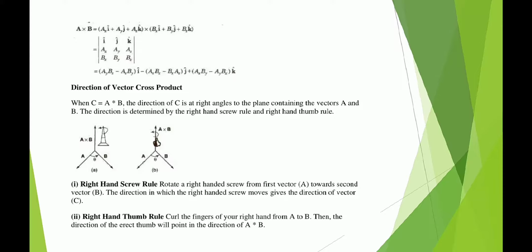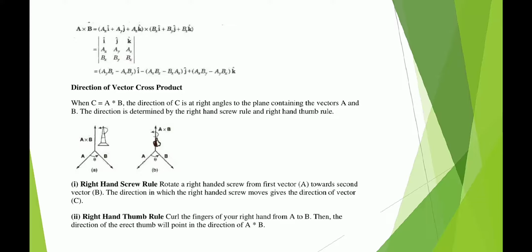When C is equal to A cross B, the direction of C is at right angles to the plane containing the vectors A and B. The direction is determined by the right hand screw rule or right hand thumb rule. This is the coordinate axes of A cross B, figure A. Then the right hand thumb rule, figure B: A vector, B vector and A cross B vector.